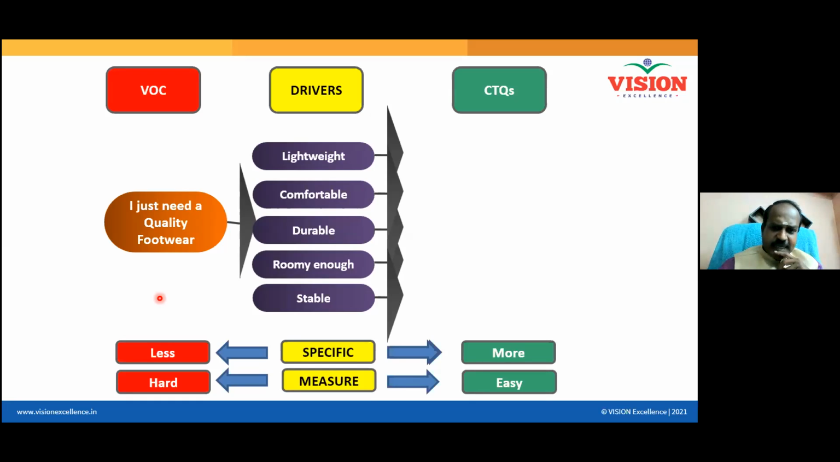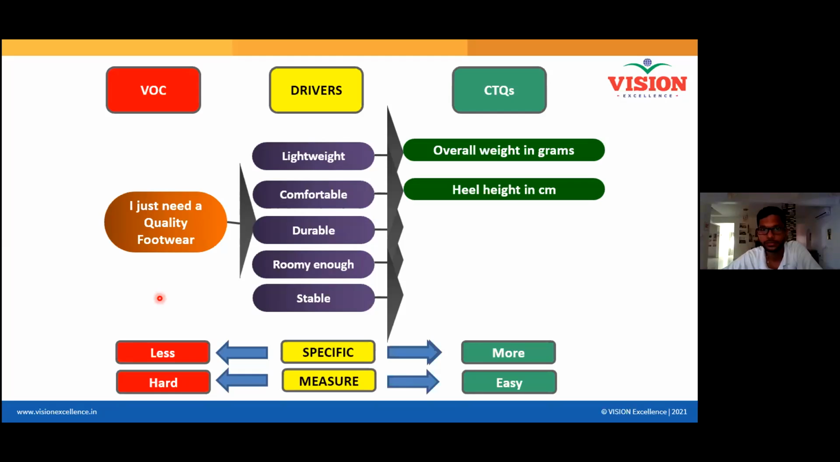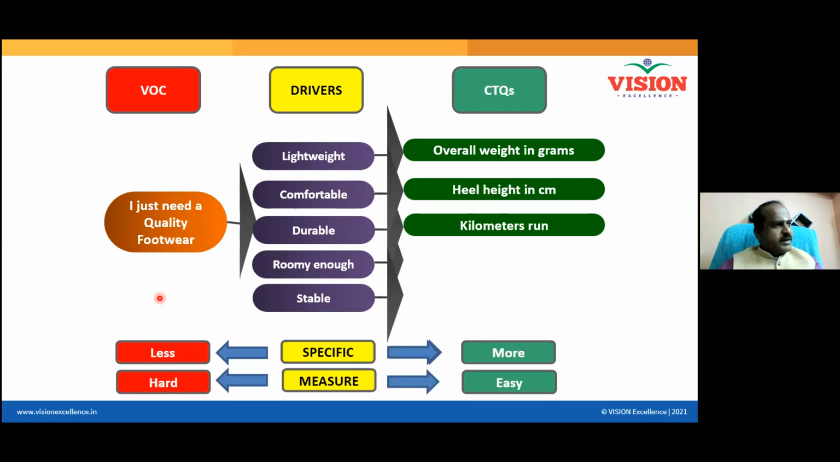Then lightweight. Will I be able to measure the lightweightness of the shoe? Yes. How? Weight. The overall weight in grams. Now it is measurable. And comfortable: maybe the heel height. Somebody talked about the sole. The height of the heel should be comfortable to me. It should make me comfortable. And then durable means, what do I mean by durable? The number of kilometers I can use the shoe for running or whatever it is, right?